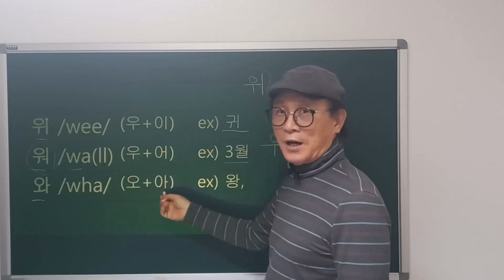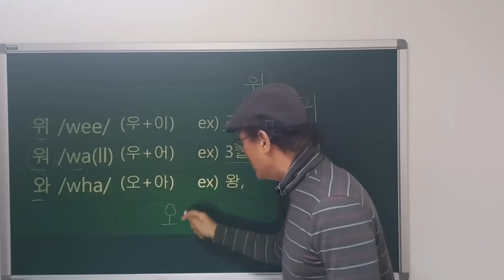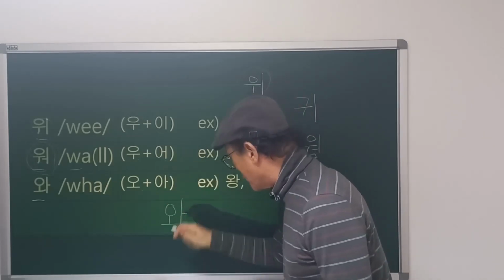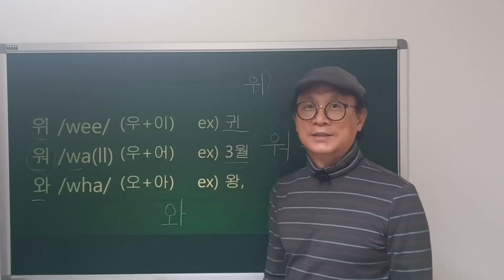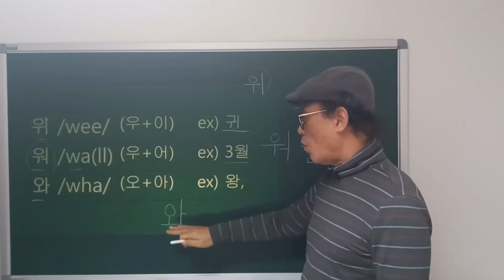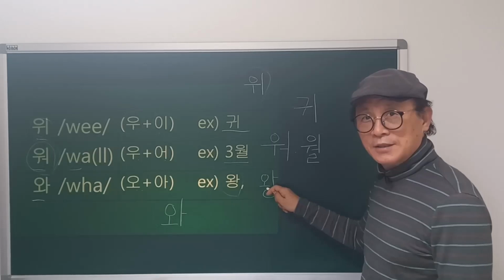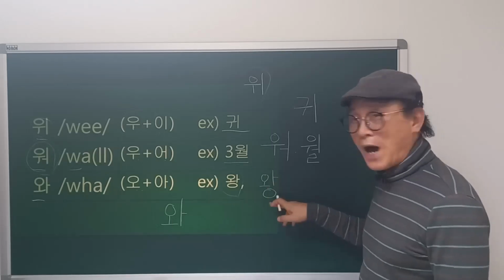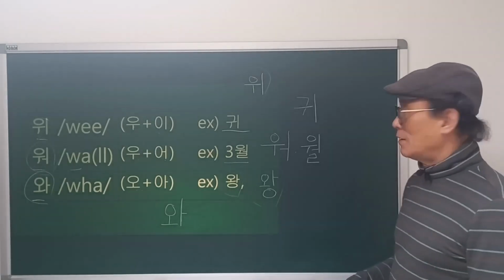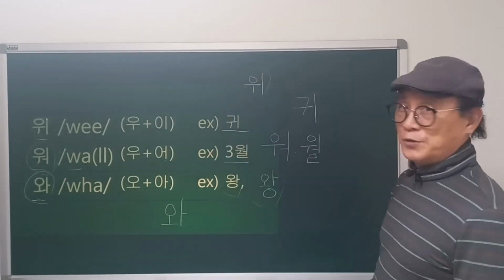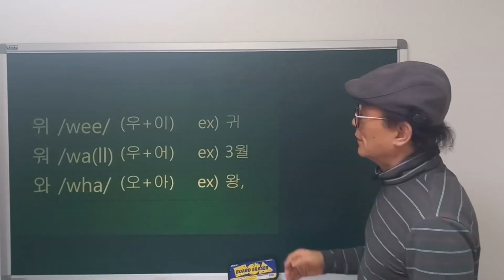How about that? O plus A. So O and then A. The circle also disappeared and it will be here like this. Oa, wa. One syllable, wa. This is wa, and then a bottom consonant will be added. Then so wang. Since you know the basic vowels and their sounds, you can also produce combined vowels and sounds. Easy? Yeah. Next one.